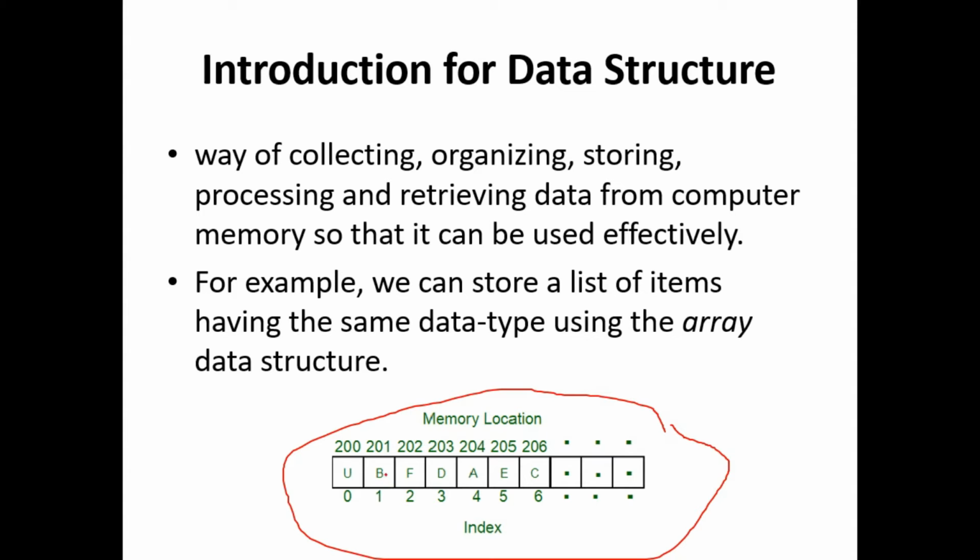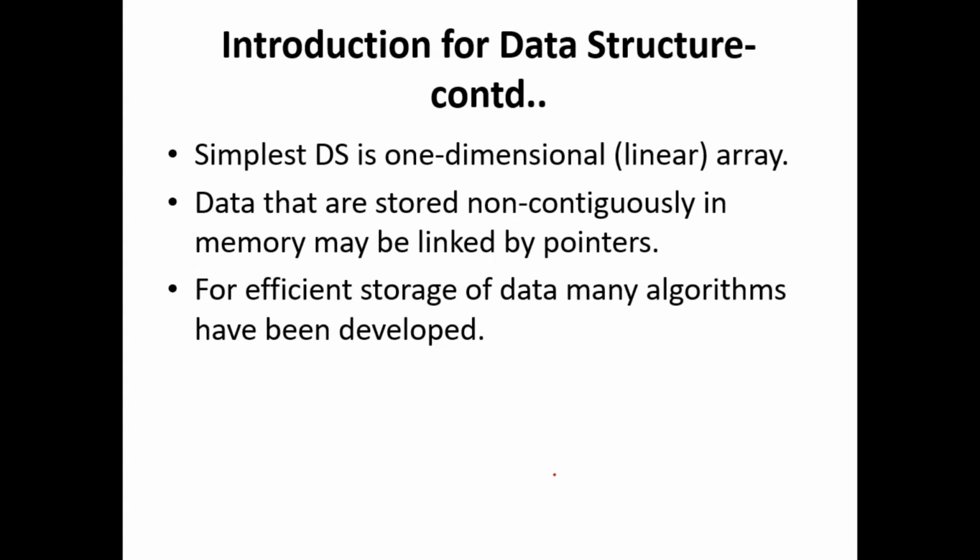Here in this array, 7 elements have been stored. Another thing you should note: in our array, all the elements will be stored in a contiguous manner. So we can say the simplest data structure is the one dimensional array. In other structures, the data will not be stored in a contiguous manner. In case the data are not stored contiguously, they will be linked with the help of pointers.